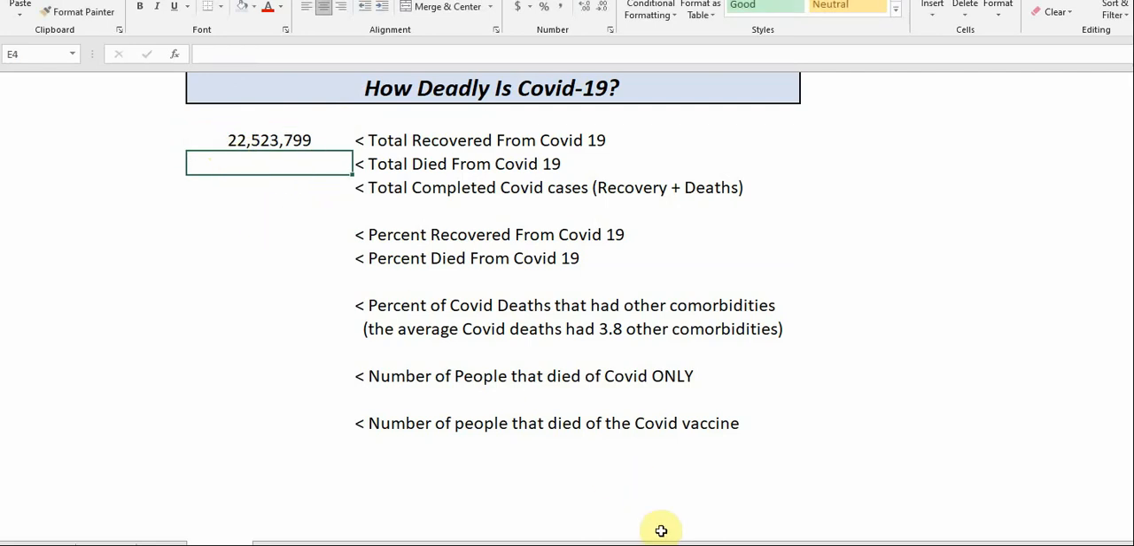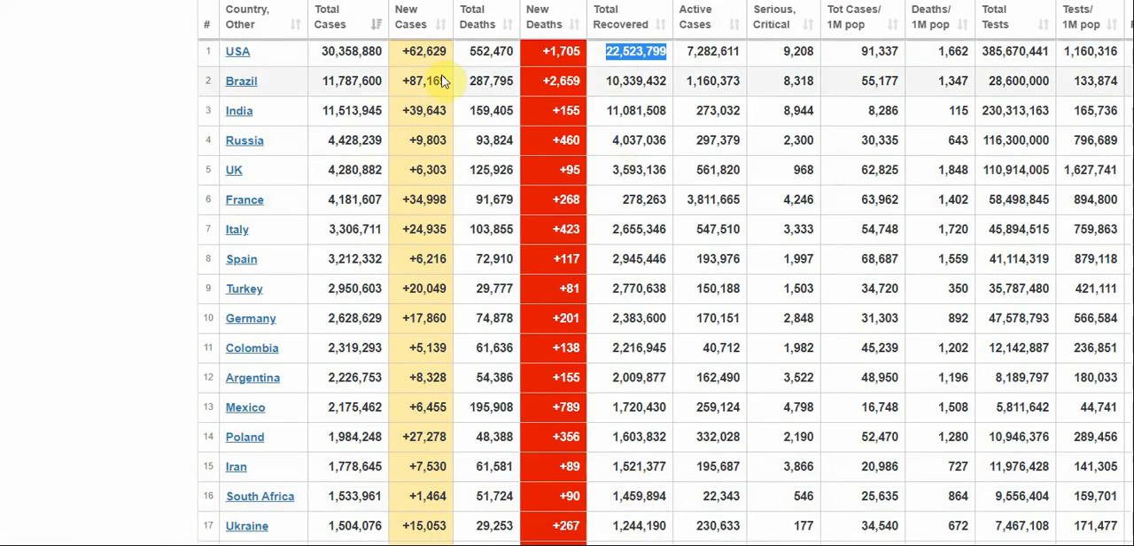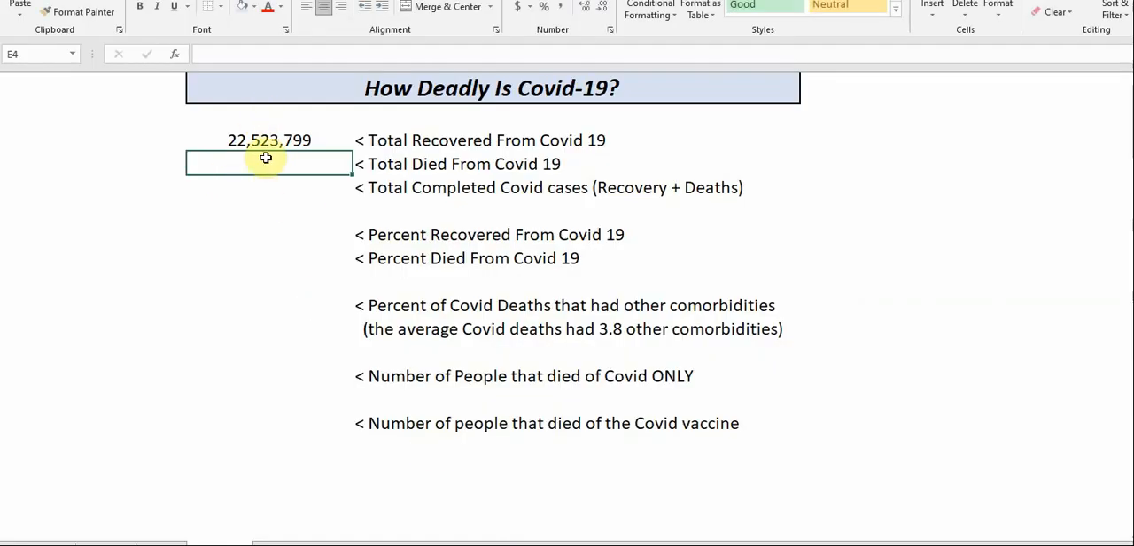And I want to find out how many people died from COVID-19. So I'm going to go back to the same Worldometer website, and I'm going to copy in the total number of deaths. So here you see the total completed COVID cases. This is recoveries plus deaths. This does not include people who are currently infected. This is those who have either recovered or passed away.